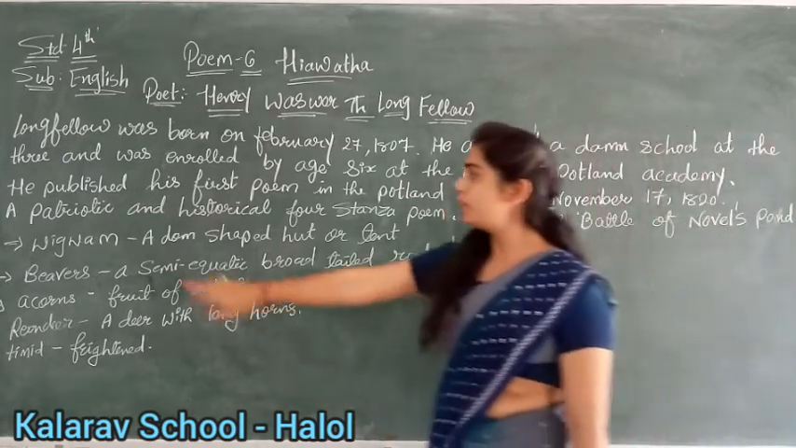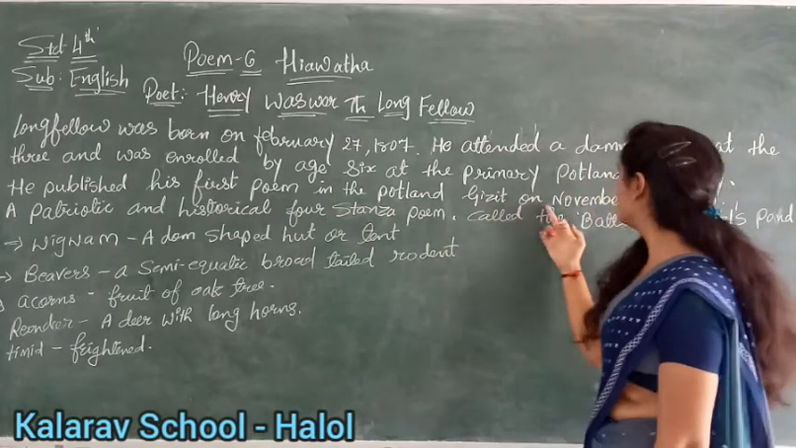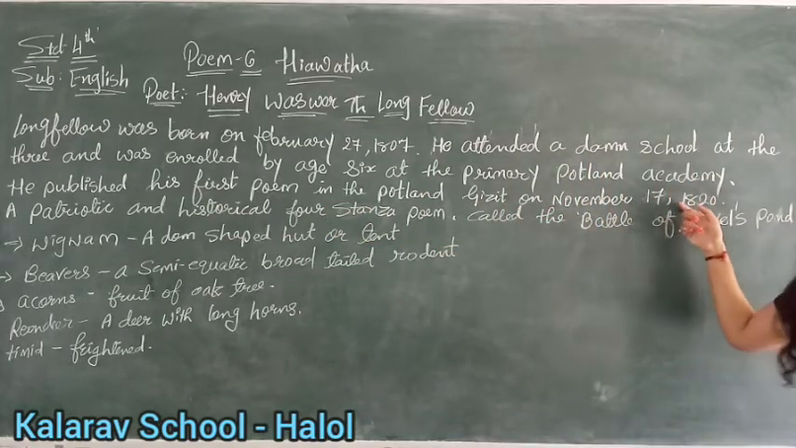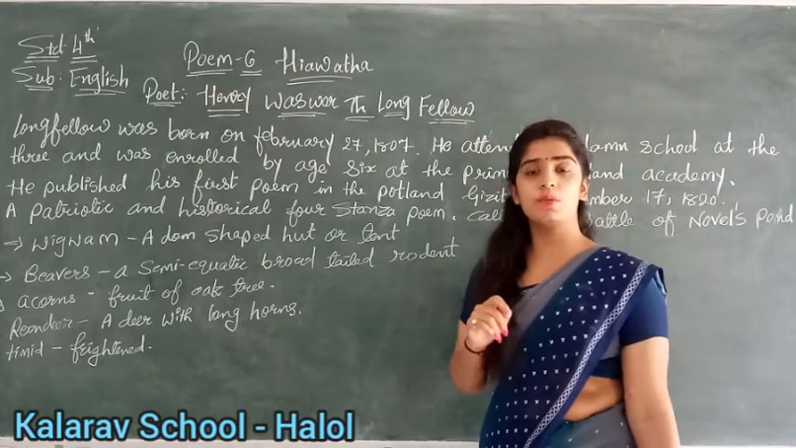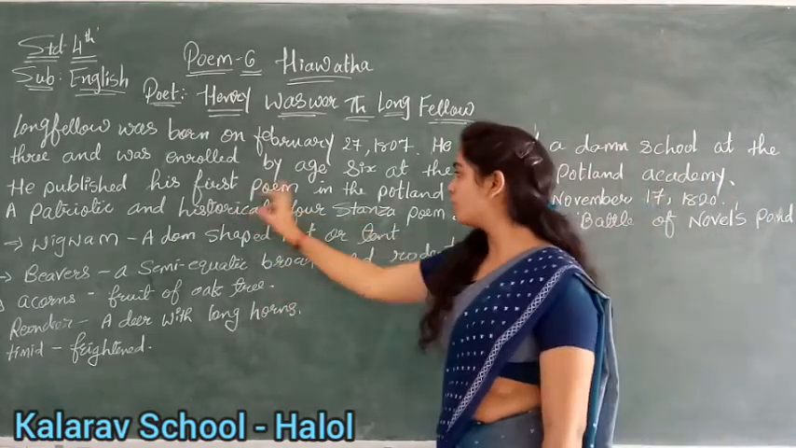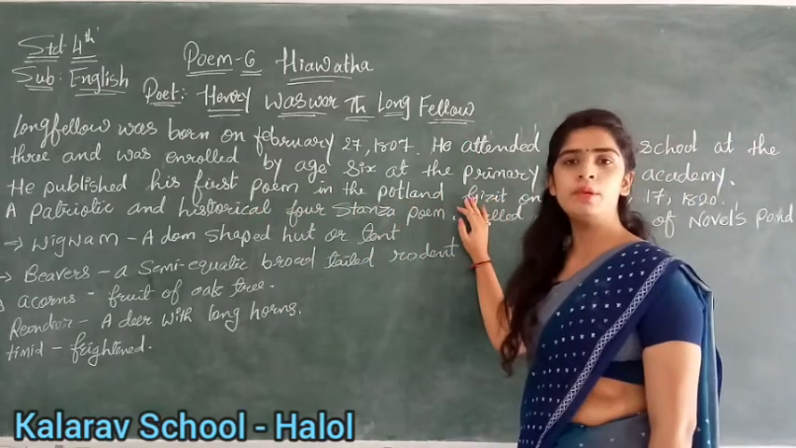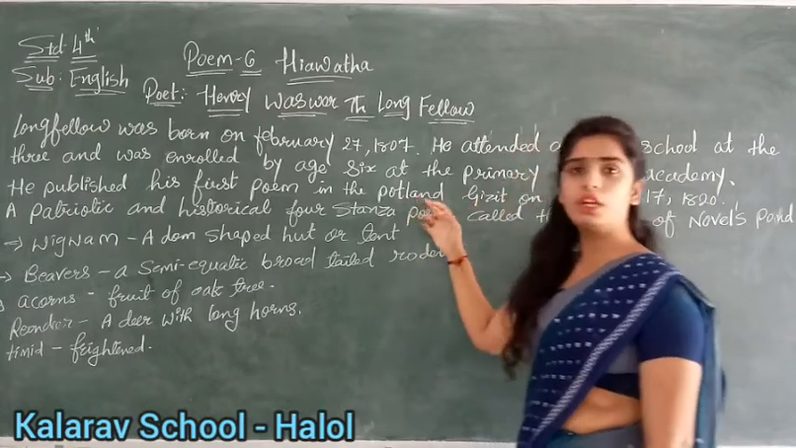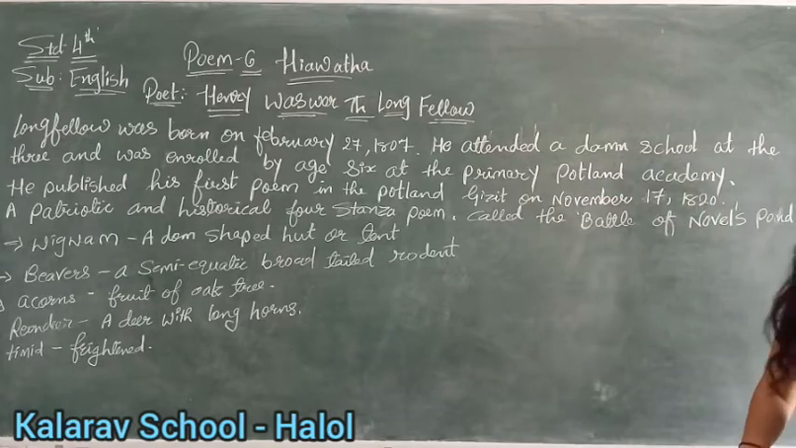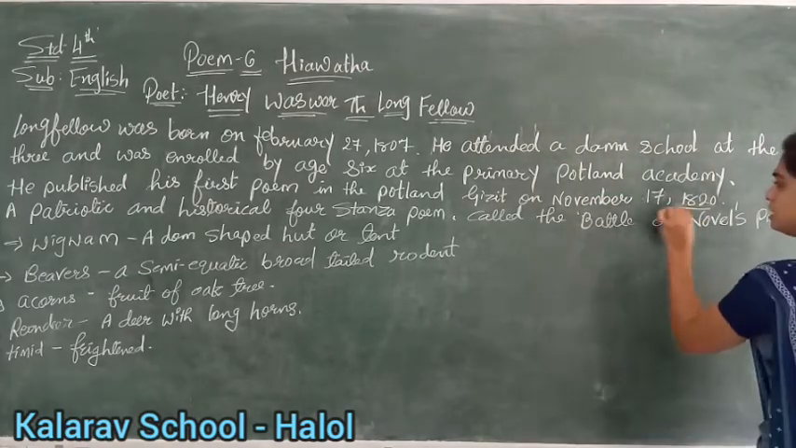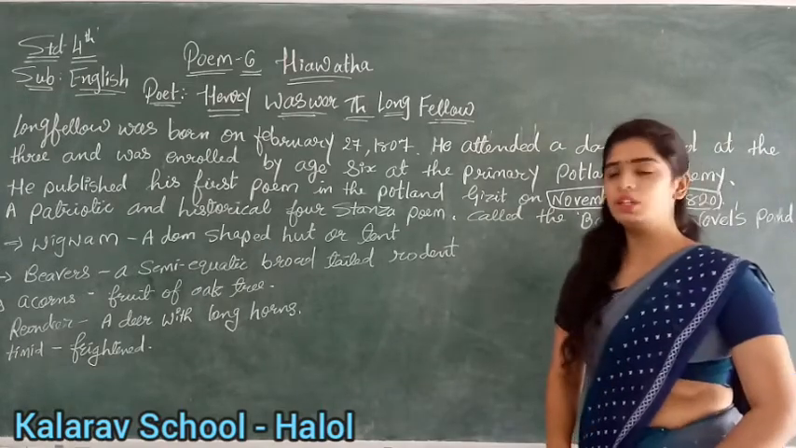Now, he published his first poem in the Portland Gazette on November 17, 1820. When did he publish his first poem? He published his first poem in the Portland Gazette on November 17 in the year 1820.